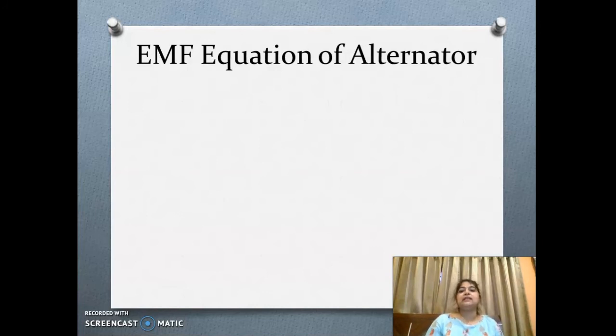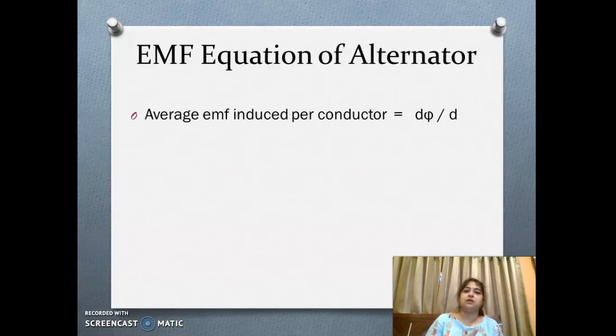Now we know that EMF is given by Faraday's law of electromagnetic induction, which says the average EMF induced in the conductor is proportional to the rate of change of flux. When we say rate of change of flux, it is nothing but change in flux with respect to time, right? Now change in flux means how much flux the conductor is facing in one revolution.